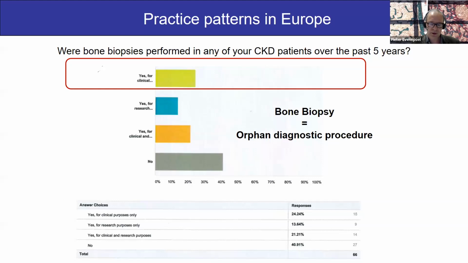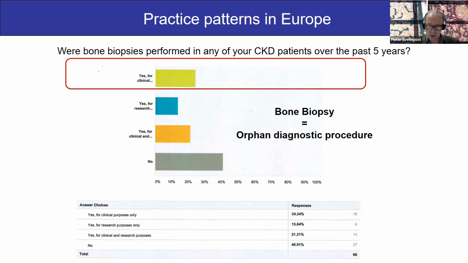But it has limitations, and because of these limitations, bone biopsy, as we all know, is something which is rarely performed in clinical practice. According to this survey that we performed some years ago among nephrologists with a special interest in bone, only something like 20% of the nephrologists that took part told us that they sometimes perform a bone biopsy for clinical purposes. So this really remains an orphan diagnostic procedure.